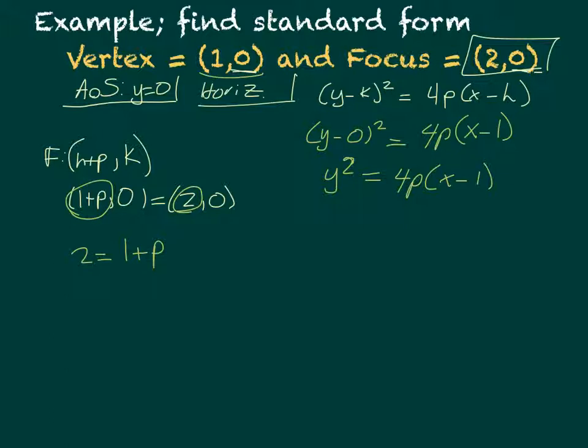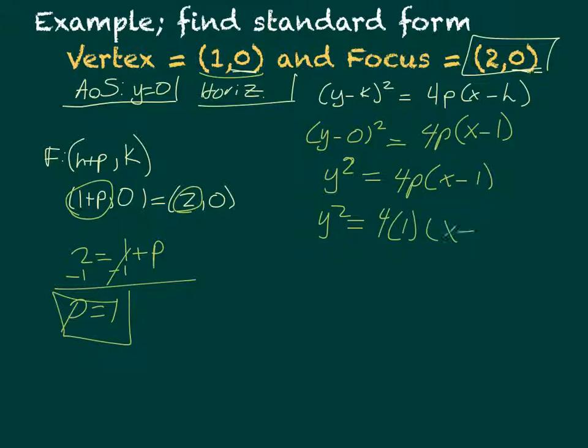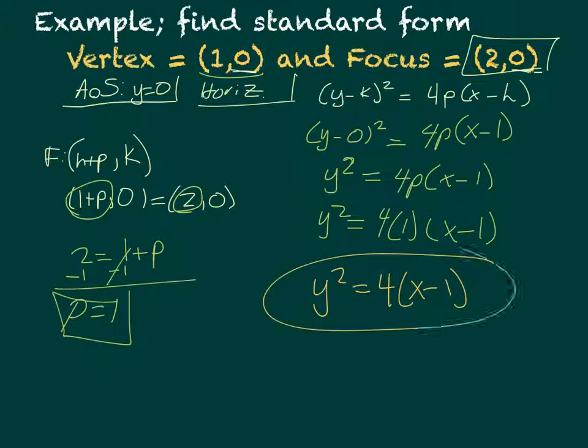Solve for p, subtract the 1 over. So that means p equals 1. If p is 1, then my final equation is y squared equals 4 times 1 times x minus 1. So final answer, y squared equals 4 times x minus 1. And there's your standard form equation of your parabola.